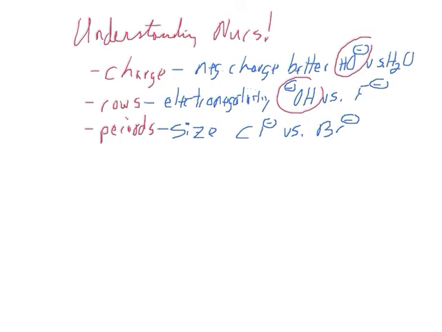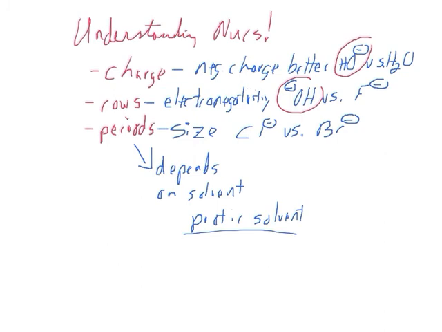What else is going to come into play with the periods? The solvent choice also makes a difference here. So to a certain extent it depends on the solvent. It really depends on the solvent. So if I'm going to tell you it's a protic solvent, which would be a better nucleophile, Cl minus or Br minus?